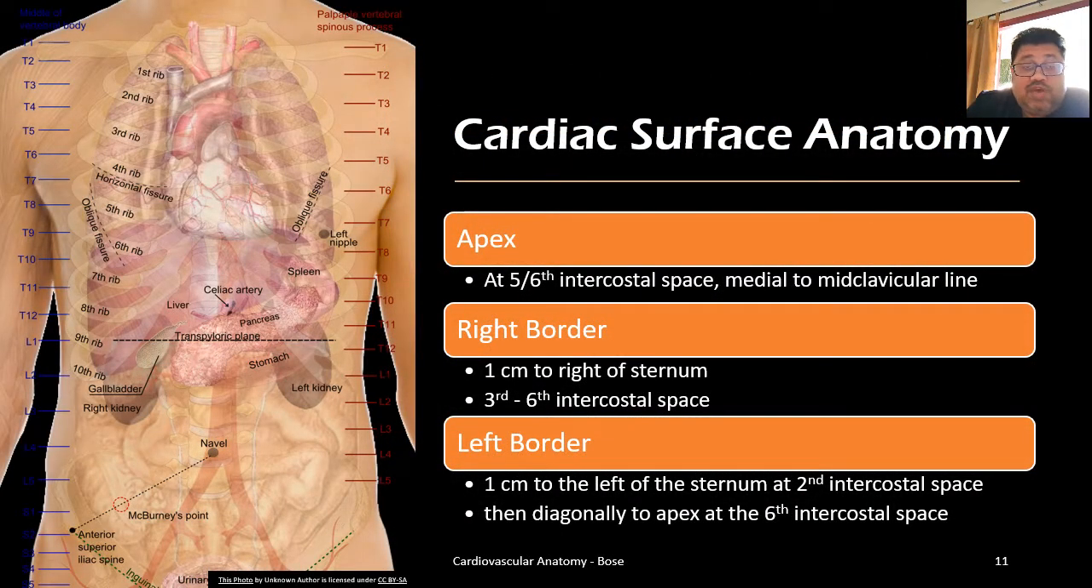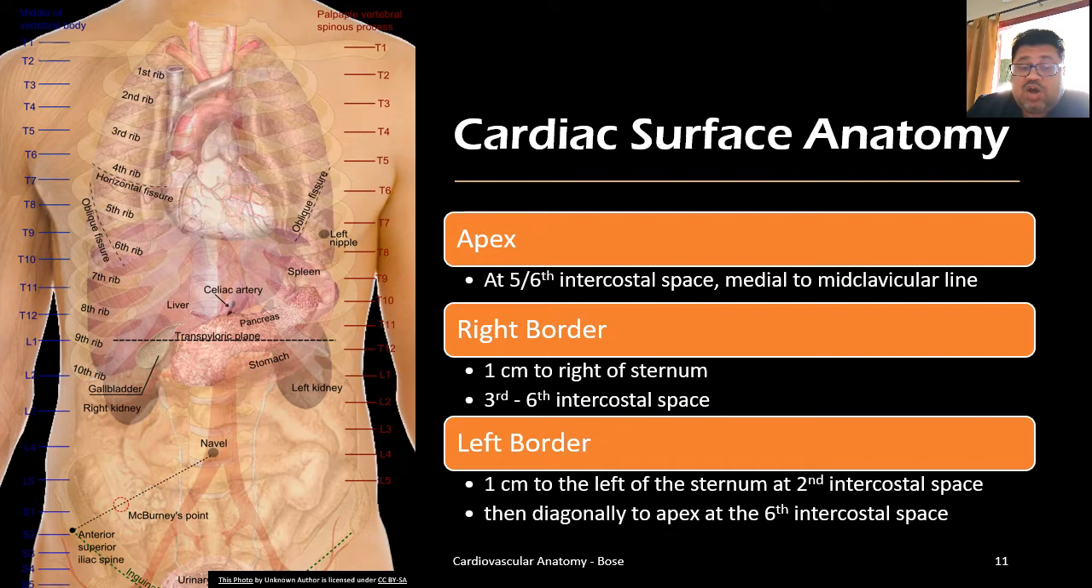Surface anatomy is a very important concept in medicine. It is related to the surface representation of organs or viscera as it relates to the surface of the body. This helps us in examination and understanding pathology when there are changes in physiology. Therefore, to understand the cardiac surface anatomy, let's look at where we can expect the apex, the right border, and the left border from the surface of the body.